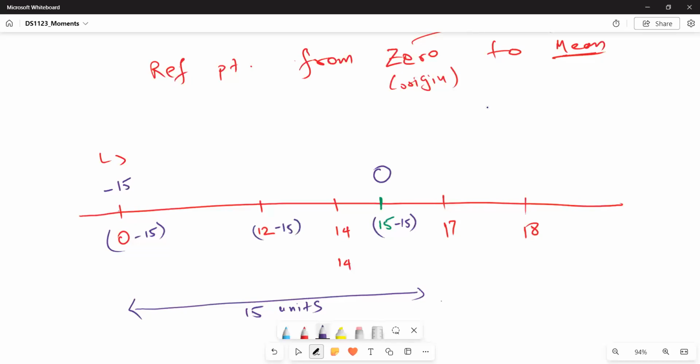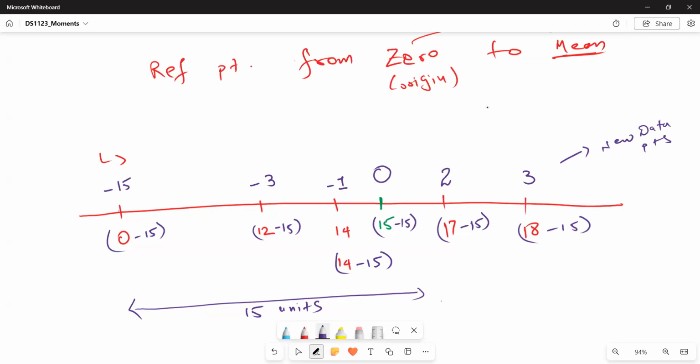This will give me minus 3. This is my new 12. Minus 3 is my new 12 now. Right? Same will be done here. 14 minus 15. This is negative 1. Right? If you subtract 15 from 17, this becomes plus 2. Right? If you subtract 15 from 18, this becomes plus 3. Right? So these are my new data points. New data points.